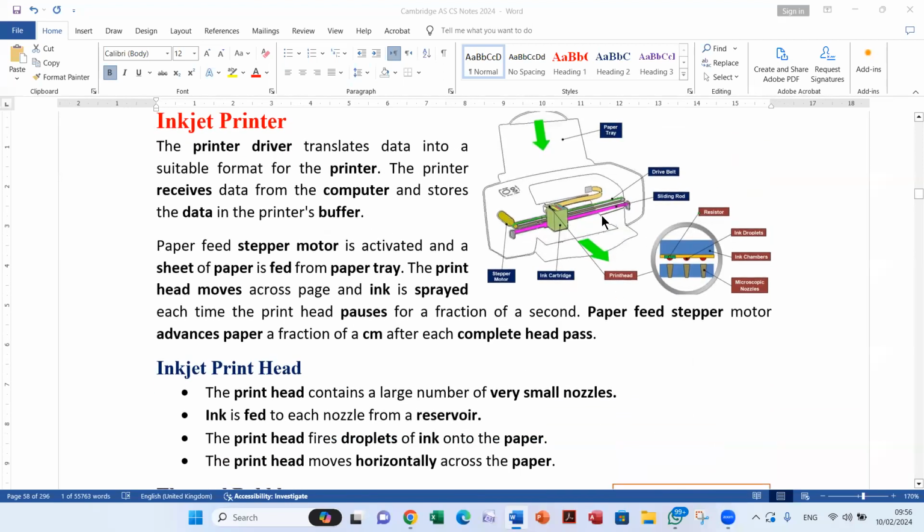So this is a description of how the inkjet printer works. A stepper motor feeds the empty page. Another stepper motor moves a print head across the page, and then it pauses a millisecond and sprays a droplet of ink, and then keeps moving. Every time the inkjet head completes a move from left to right or right to left, the paper is advanced one step.